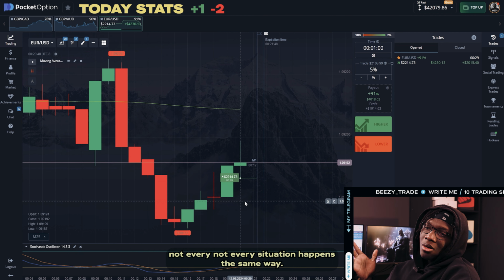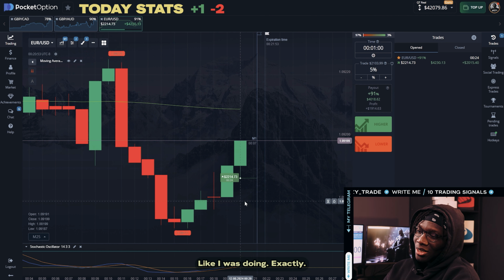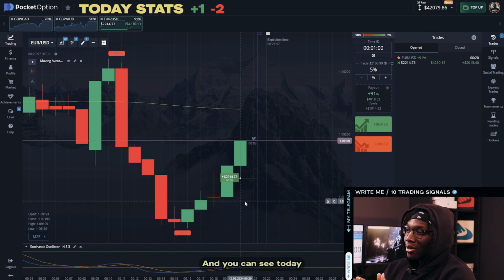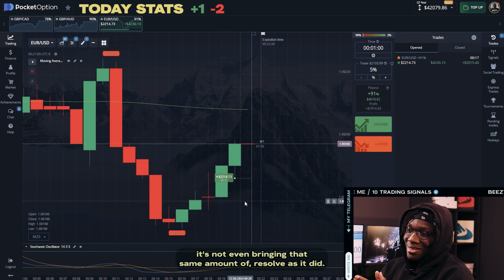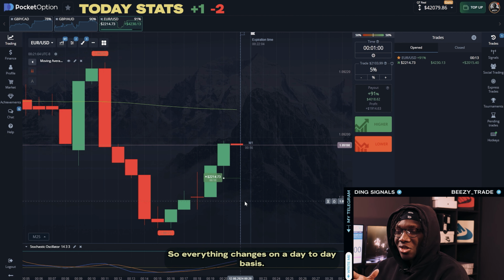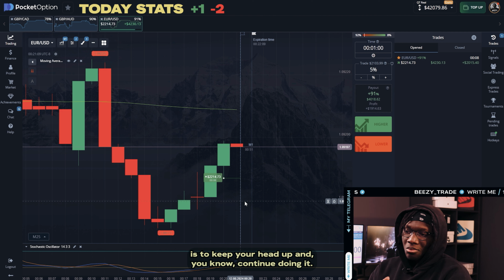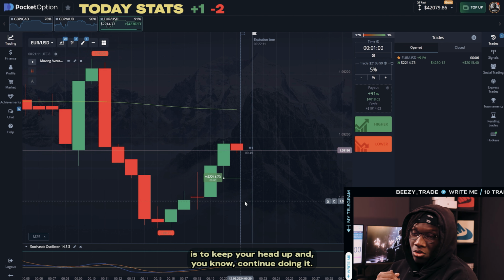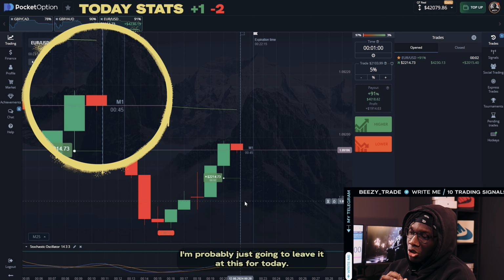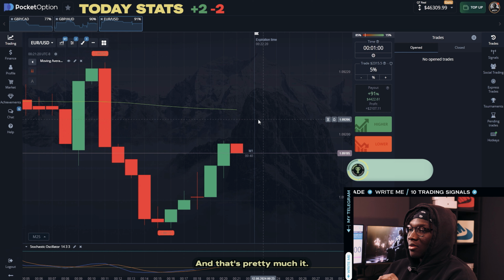So as you can see, not every situation happens the same way. I'm using the same strategy that I used to make 15K the other day that I showed you, and you can see today it's not even bringing the same amount of result. So everything changes on a day-to-day basis. The most important thing is to keep your head up and continue doing it. I'm taking my profits. I'm probably just gonna leave it at this for today, and that's pretty much it.